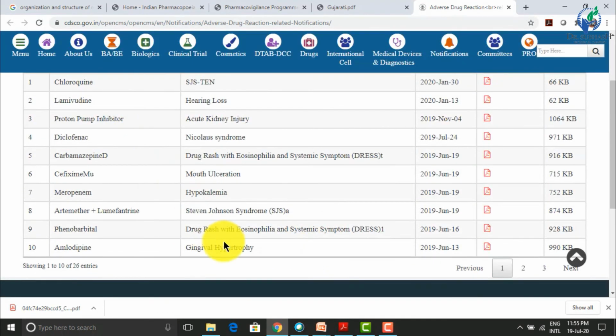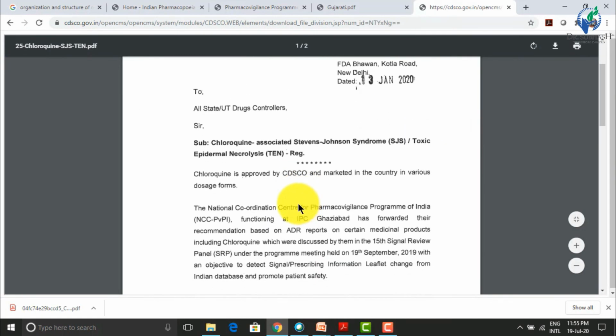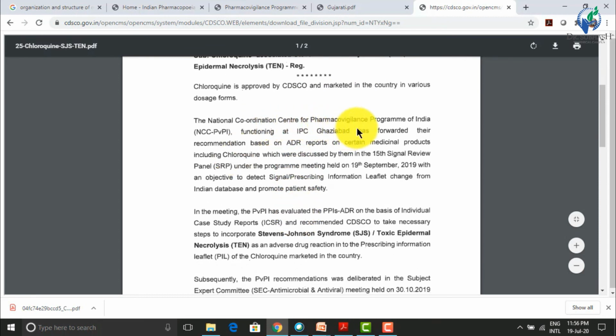देखिए हम यहाँ पे एक एग्जांपल लेते हैं. अभी रिसेंटली देयर वाज़ अ क्लोरोक्विन के बारे में एक एग्जांपल है यहाँ पे. देखिए क्लोरोक्विन एसोसिएटेड स्टीवन जॉनसन सिंड्रोम एसजेएस टॉक्सिक एपिडर्मल नेक्रोलिसिस रिगार्डिंग. तो यहाँ पे 13 जनवरी 2020 का ये एक नोटिफिकेशन है. The National Coordination Center for Pharmacovigilance Program of India, functioning at IPC, has forwarded their recommendation based on ADR report on certain medicinal products including chloroquine, which were discussed by them in the 15th Signal Review Panel (SRP) meeting held on 19 September.